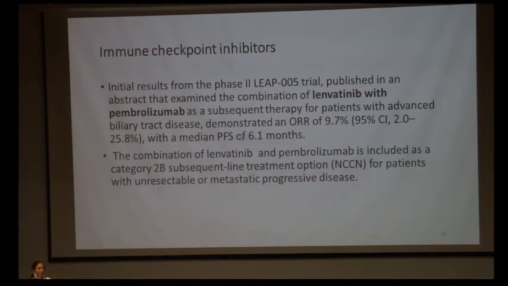When we look at the response rates and the PFS in months, the first thing that comes to mind is that this is a very low figure, but we have to remember that these are patients who had no other treatment option at that time and would be put on best supportive care otherwise. So these figures are significant. So this combination of lenvatinib and pembrolizumab is included as category B, subsequent line treatment option.